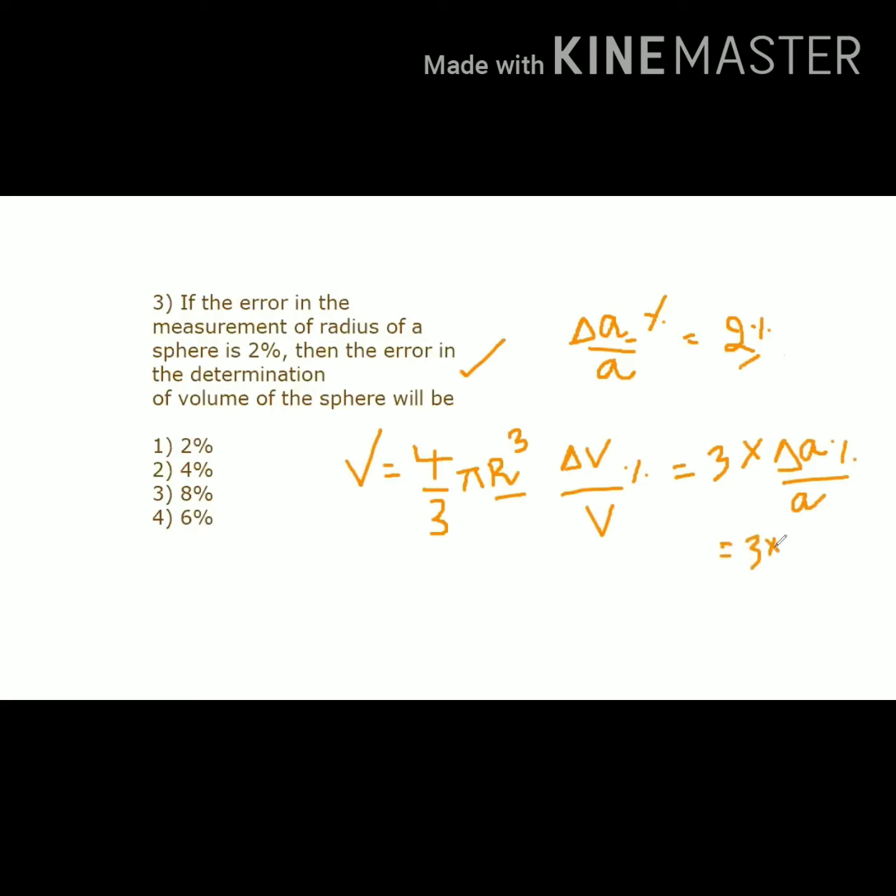All questions from this chapter are very simple and they are very easy to solve. So just going through the previous year questions will be enough for this chapter. So this is just 6%, which is the right answer for question number 3. Let us move on to the next question.